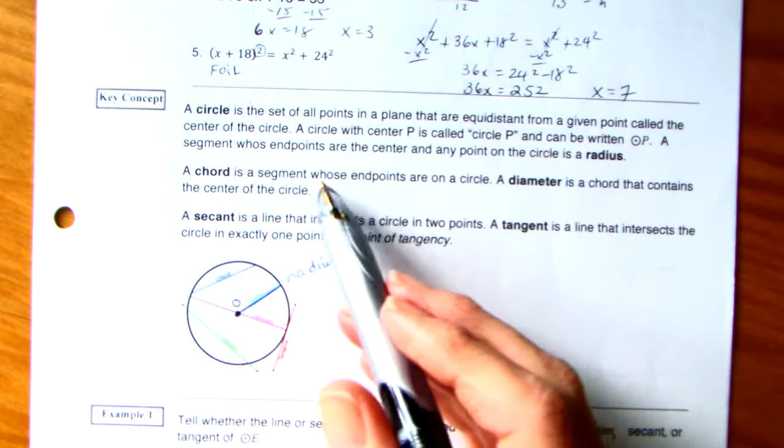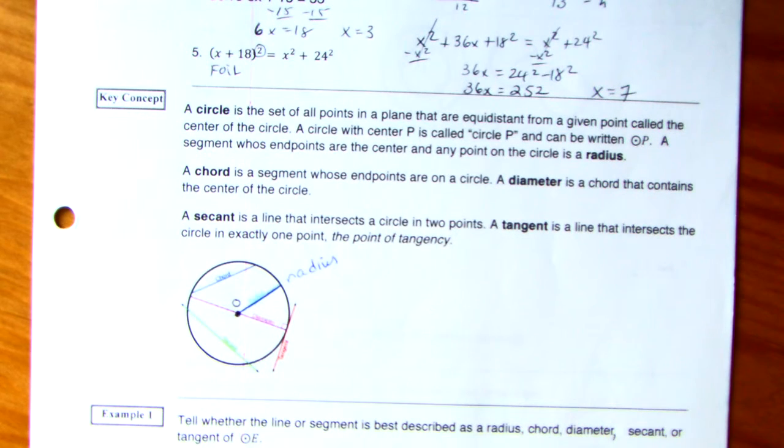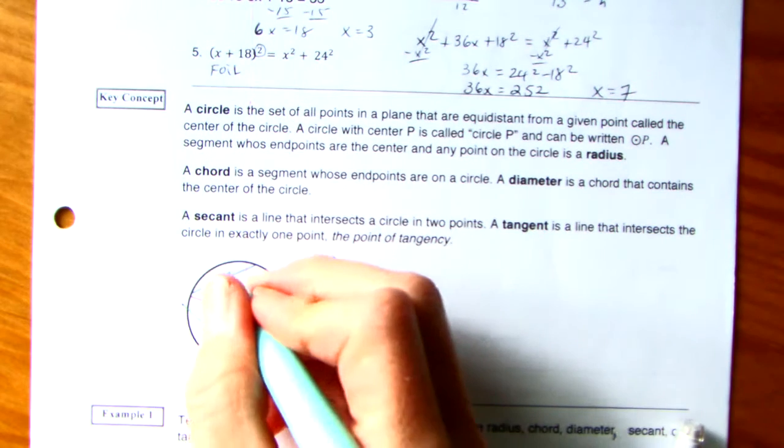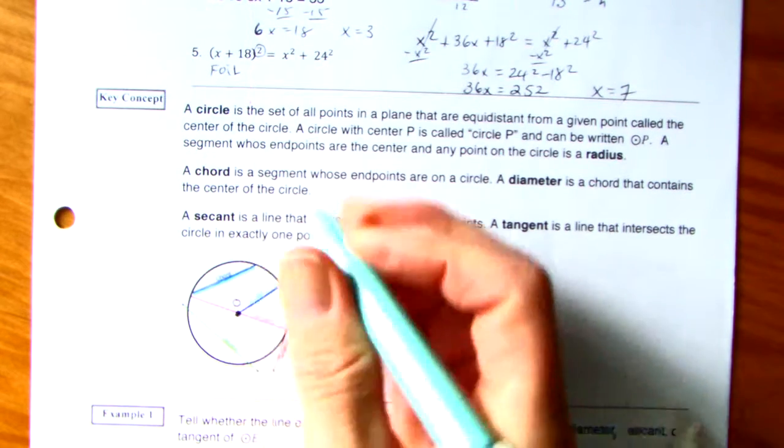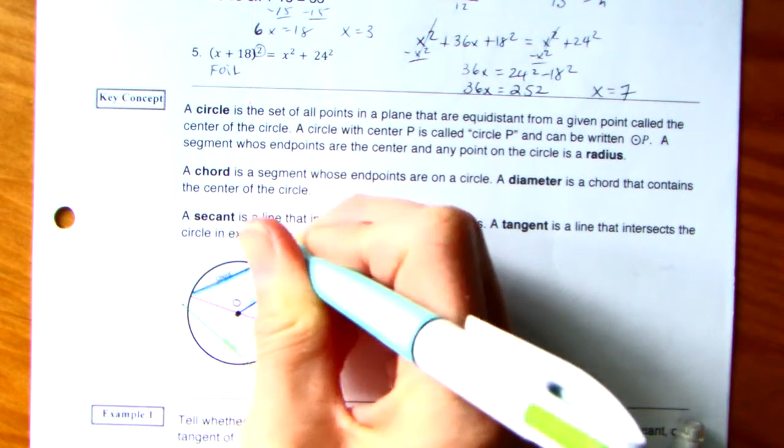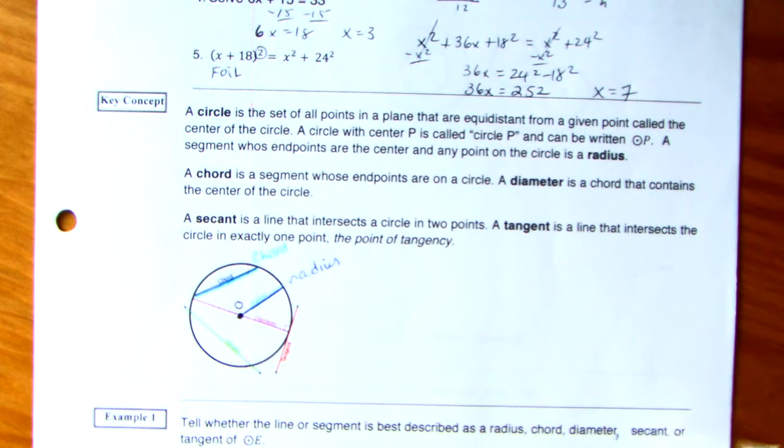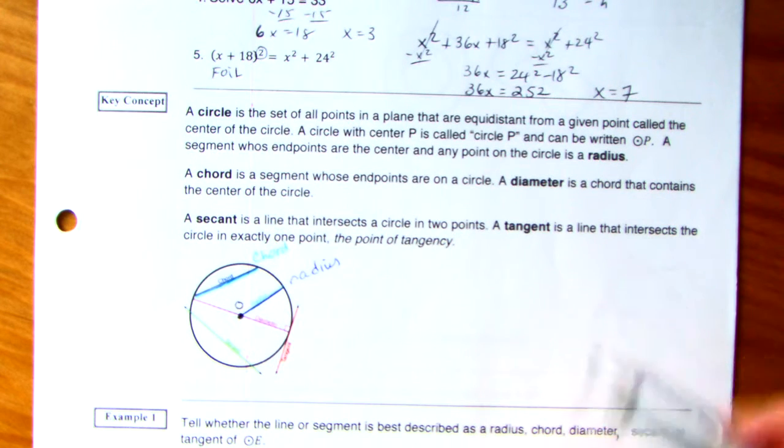Okay, a chord is a segment whose endpoints are on the circle. So they use a different blue. I wonder if I have a different blue here. Yes, I have a different blue. Let's use this one. This is our chord. The diameter is a chord that contains the center of the circle.